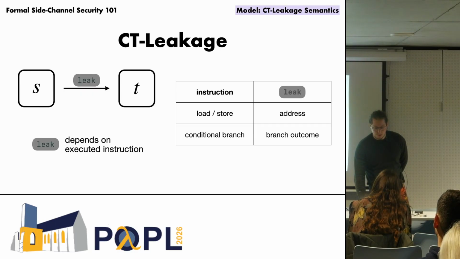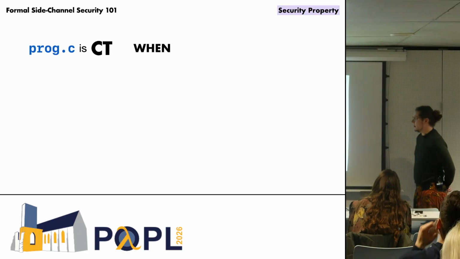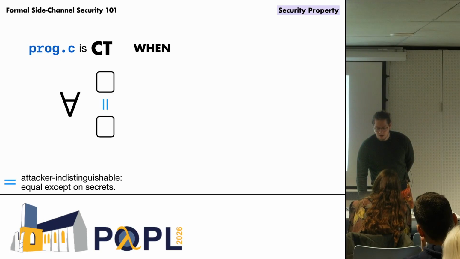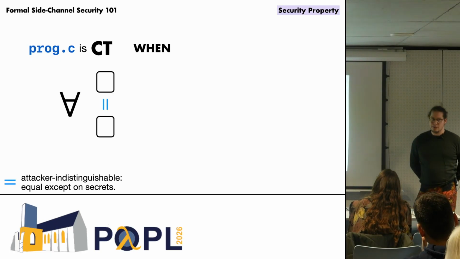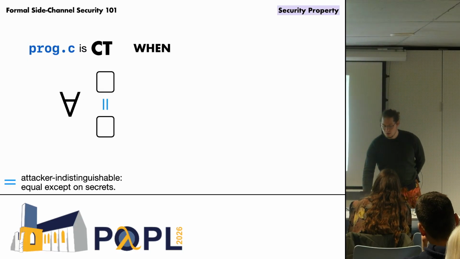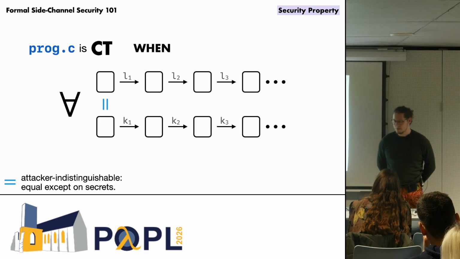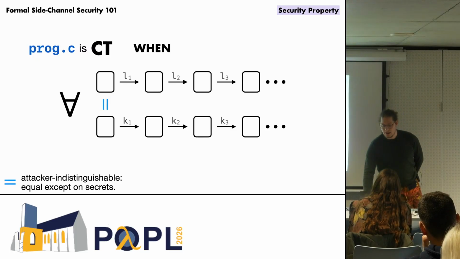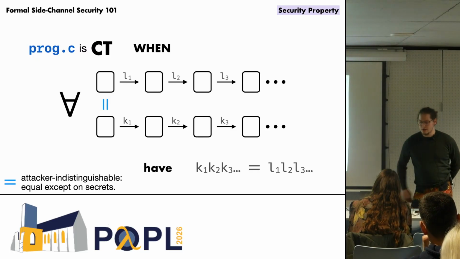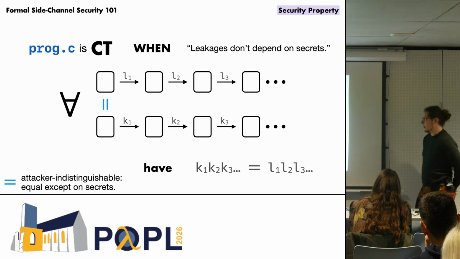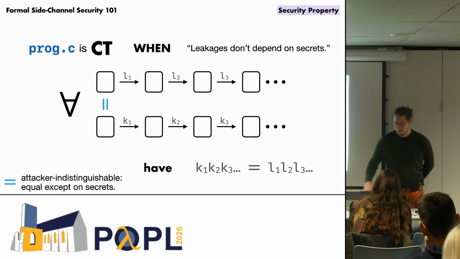The security property that ensures that no such attack is possible is called constant time, which means a program is constant time when, for any two initial states that look equal to the attacker, so they are only different on secrets, when we run both initial states, we collect the leakages along our formal semantics, and these leakages have to be equal as well. That means the leakages we observed do not depend on secrets, because our initial states were only different on secrets.